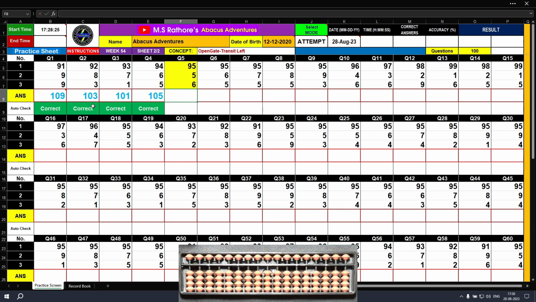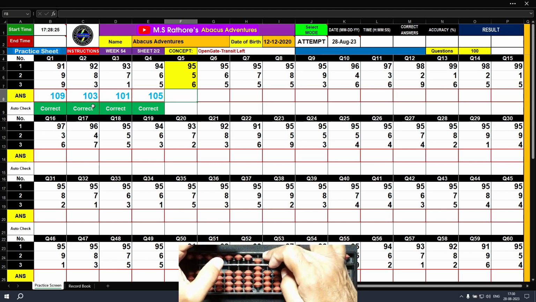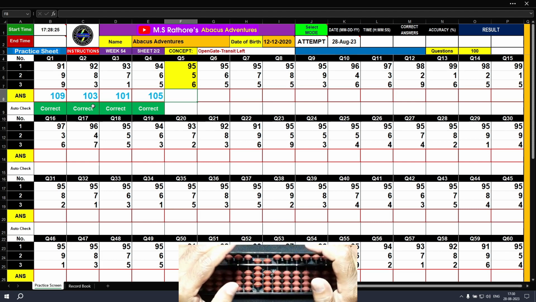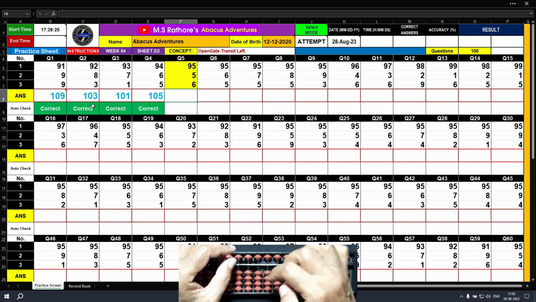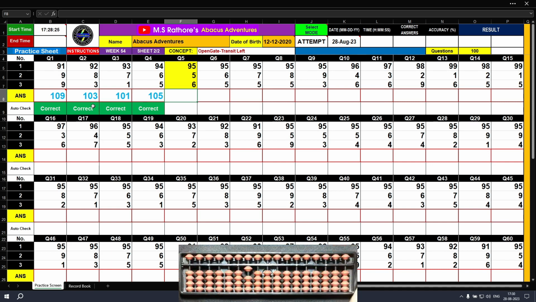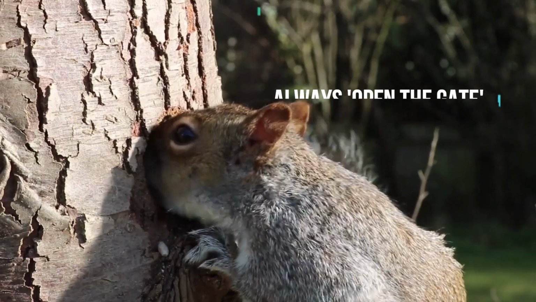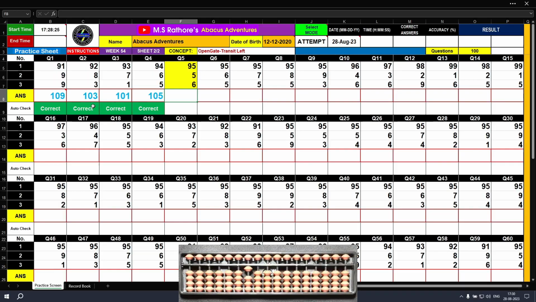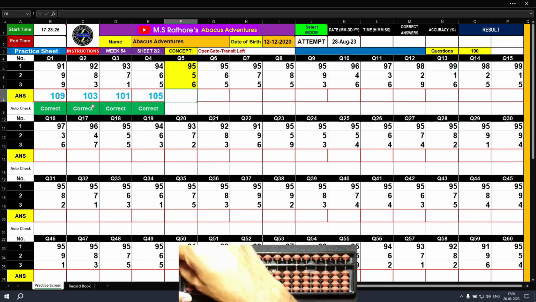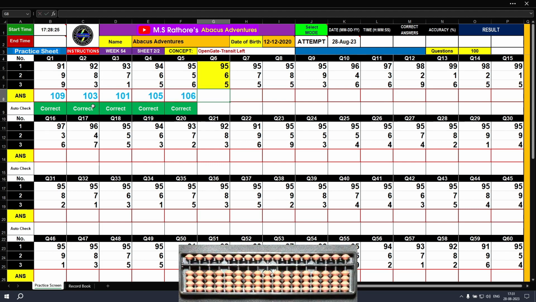Okay, look carefully. Question number 5. Plus 90 plus 5. I used my left hand and right hand respectively. Then plus 5, the formula of plus 5 equals minus 5 plus 10. So minus 5 with the right hand, open the gate, right hand, plus 10 with the left hand. The answer is 100 now. The third value is plus 6, right hand. The answer is 106. Please observe the hands and fingers carefully.